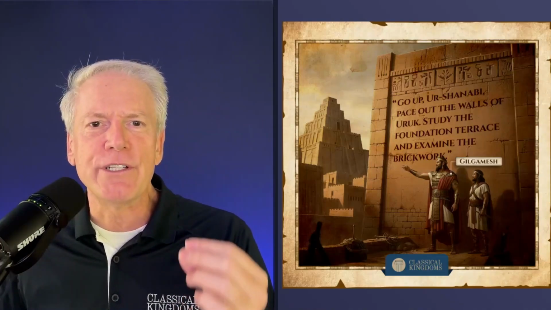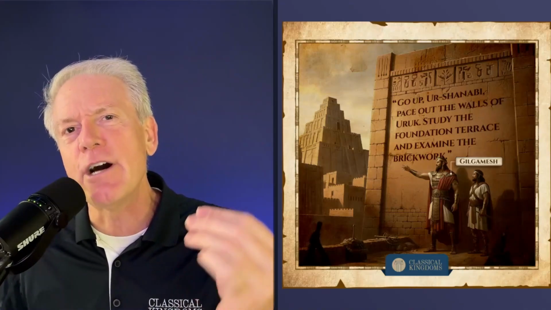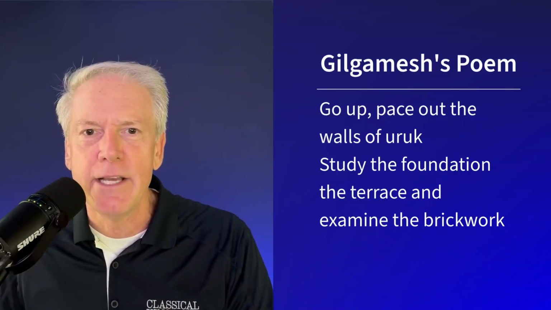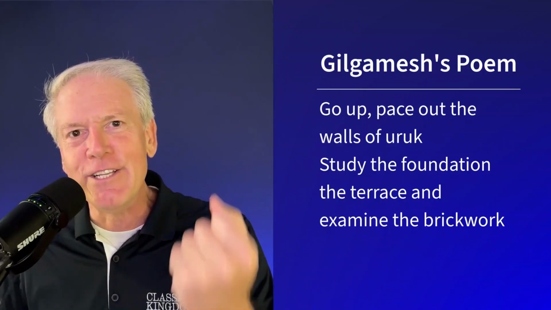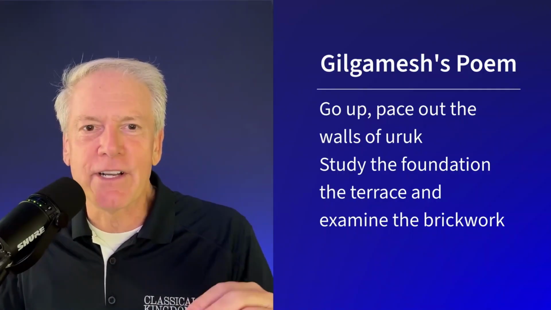But if he was actually a king and he did actually build walls to preserve the city of Uruk, he left a message behind in an epic poem. After one of his long journeys, he returns to Uruk and realizes that his greatest legacy is the city he helped build and protect, the civilization he helped become the first legendary king, maybe the first king. He tells the ferryman, "Go up, pace out the walls of Uruk, study the foundation, the terrace, and examine the brickwork." He's flexing, he's cheering himself on, pointing out that the walled city was among his greatest accomplishments after journeying around the world looking for answers to all of life's questions.